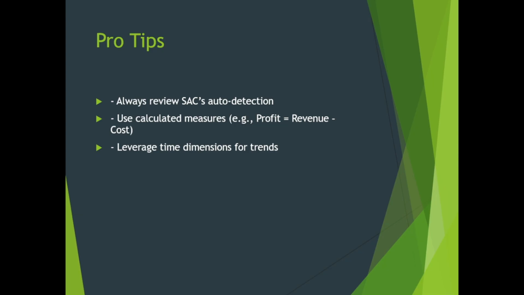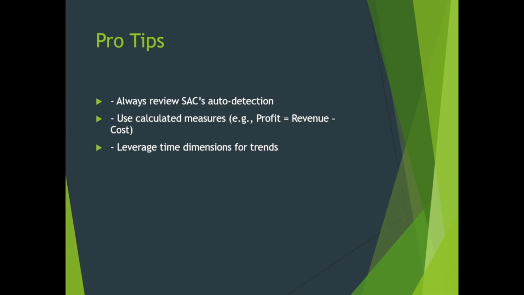So what are the pro tips? You should always use SAC's auto detection. It is very important to manually check our measure and column names and their alignment in the particular section, measure and dimension.